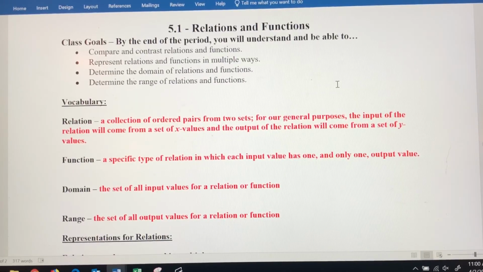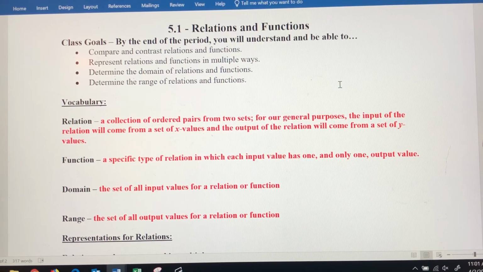This video will cover the topics relations and functions and a little bit of what goes along with that. We're going to compare and contrast relations and functions, what makes a relation a function, what makes a relation not be a function. We're going to represent those relations and functions in multiple ways. We're going to determine the domain and the range of both of those.